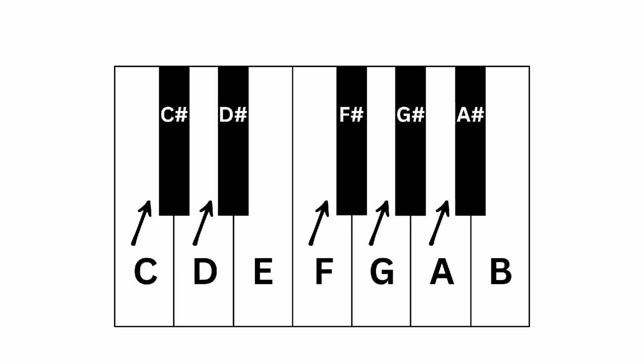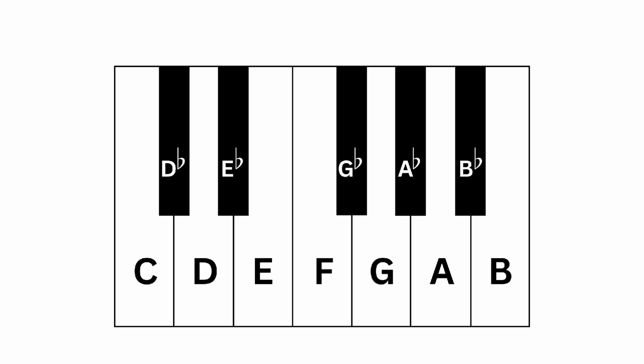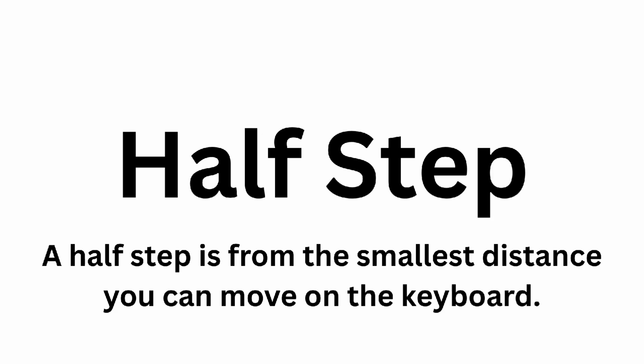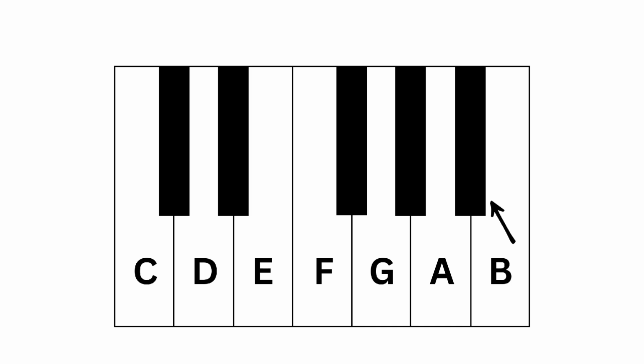Amazing. But wait, there's more. Each black key has two names, a sharp version and a flat version. Remember, a flat added to a note means to lower the note by one half step. And a half step is the smallest distance you can move on the keyboard. So, B lowered by a half step becomes B flat.